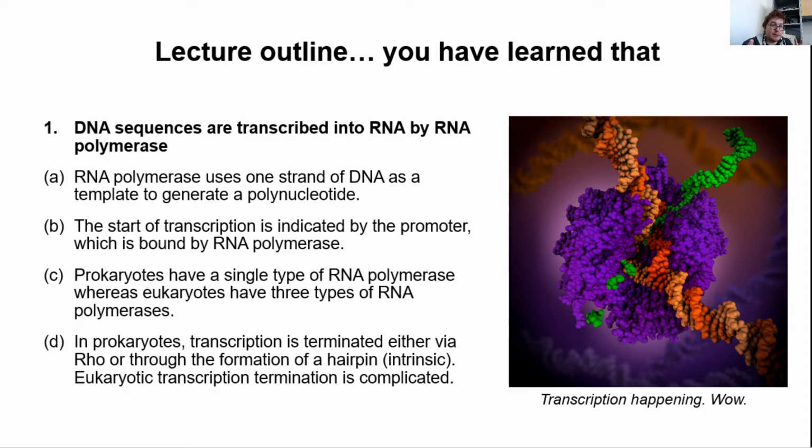Okay, so to sum up what we learned in the transcription series of lectures today, hopefully you've learned that the main thing you really need to know is that DNA sequences are transcribed into RNA by RNA polymerase. RNA polymerase uses one strand of DNA as a template to generate the RNA polynucleotide. The start of transcription is specified by a promoter, which is bound by RNA polymerase. Prokaryotes have a single polymerase that they can modify in different ways using sigma factors, whereas eukaryotes have multiple RNA polymerases and everything's more complicated in those systems.